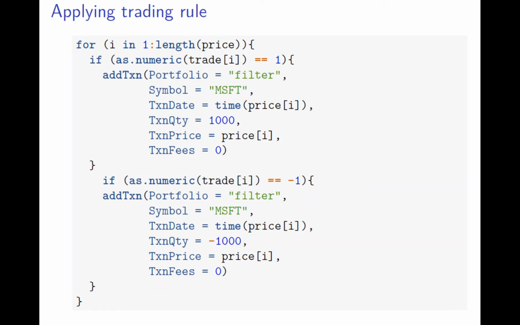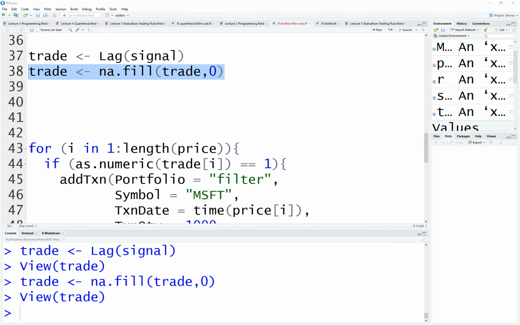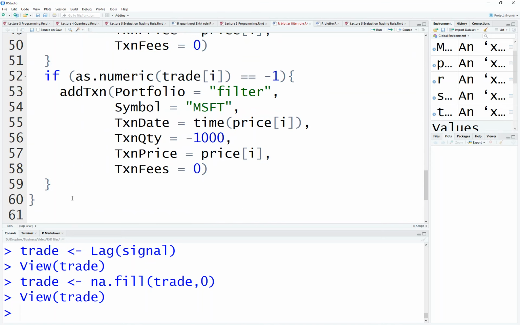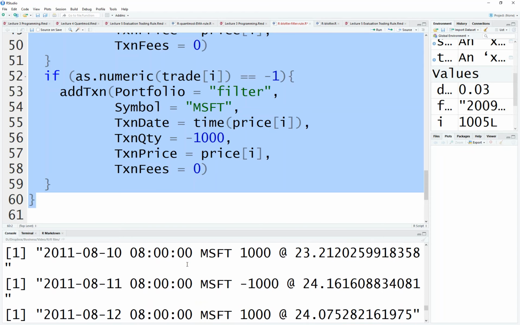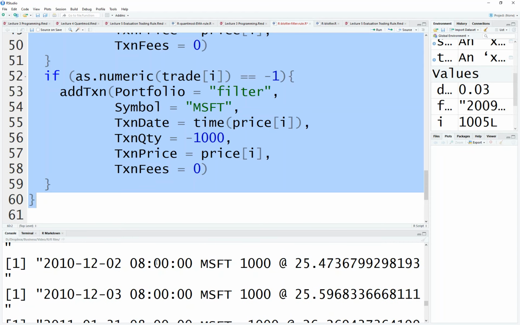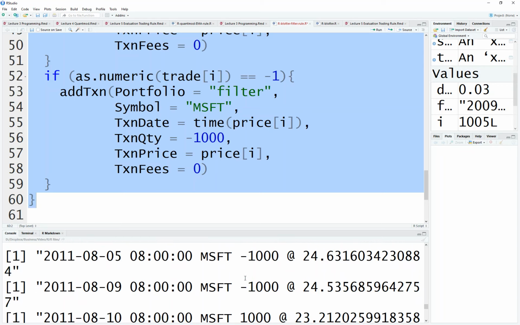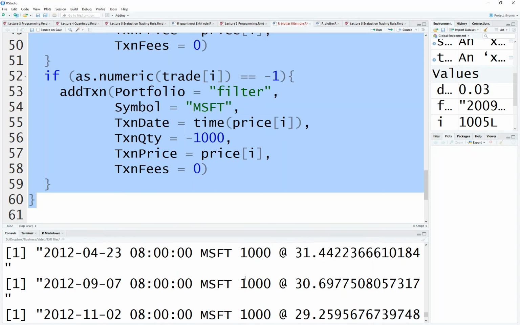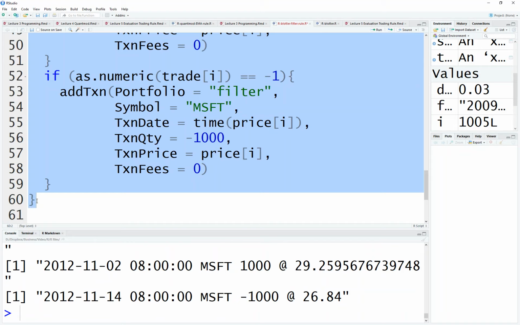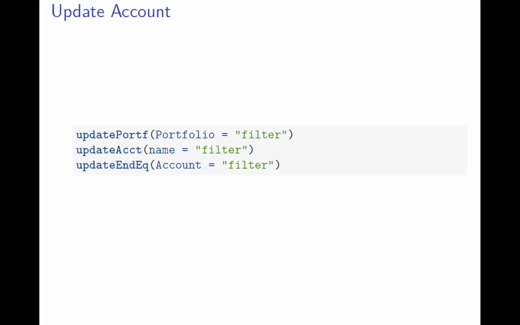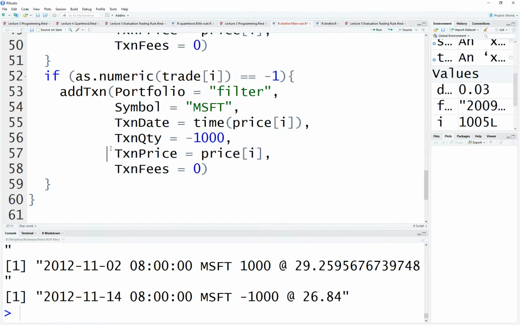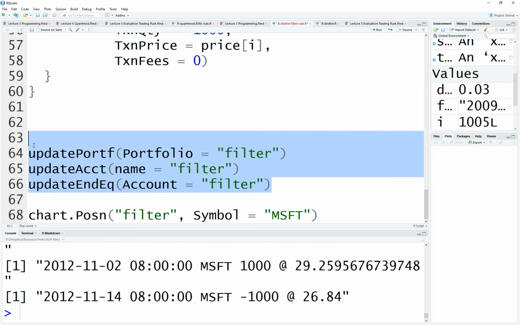So let's apply it to the data. Go to R. Here we have this. You run it, then you look back and you will see what you're doing in each step. Automatically it's very fast, right? It tells you when you buy or sell. It's rather fast, it doesn't take a long time. And once you apply the rule, you want to update your portfolio, account, and equity. After this, we are ready to plot.